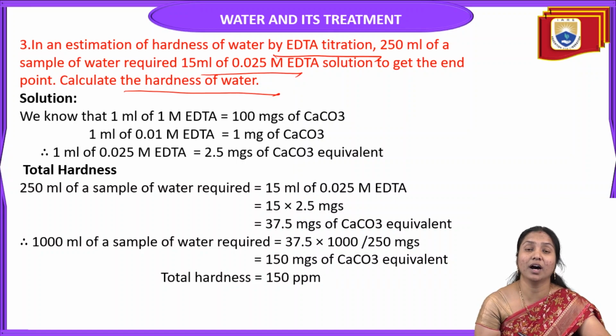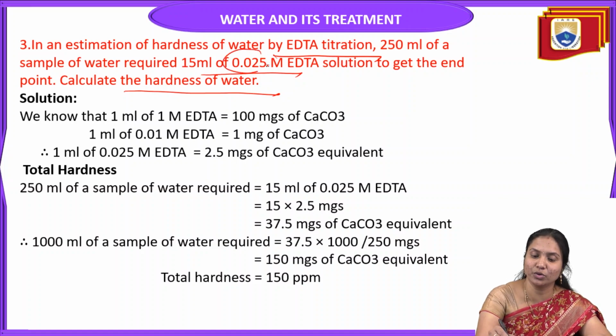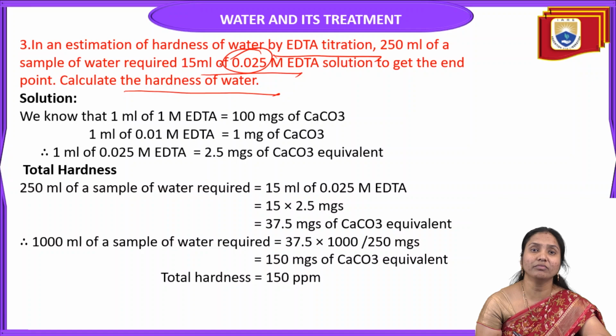Already we know that hardness is estimated by using EDTA. So here, 250 ml of a water sample required 15 ml of EDTA, and the molarity of the EDTA solution is 0.025 M. So now calculate the hardness of water. So what is the solution?